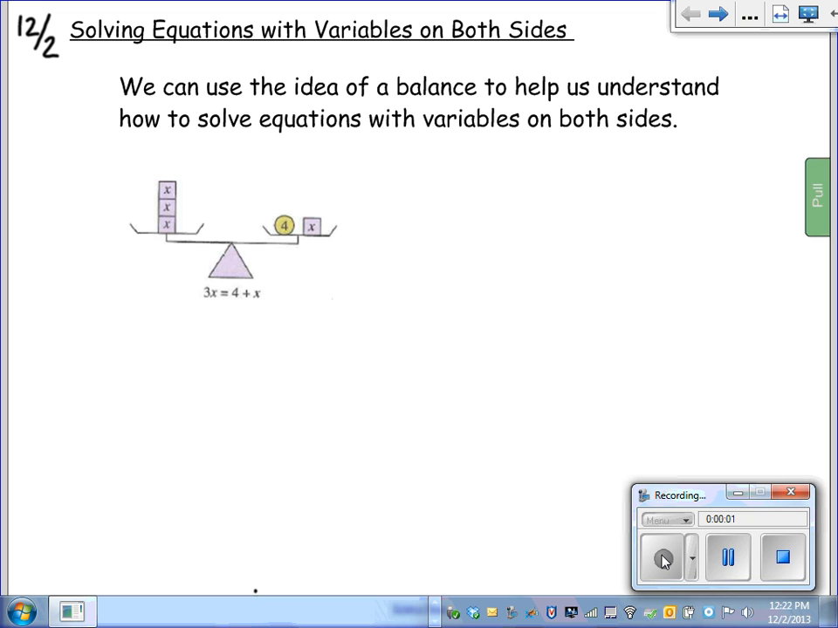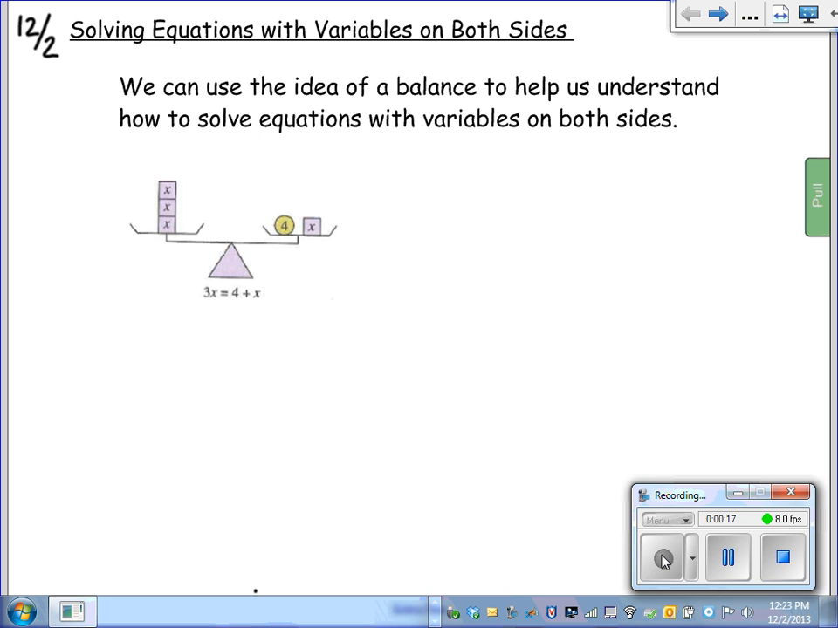So today's December 2nd, and we're looking at solving equations for the first time that have variables on both sides of the equal sign. It's up to you whether you want to copy down this first slide or not. We're just going to use this to talk about and think about. If you want to, you can, but you don't have to.